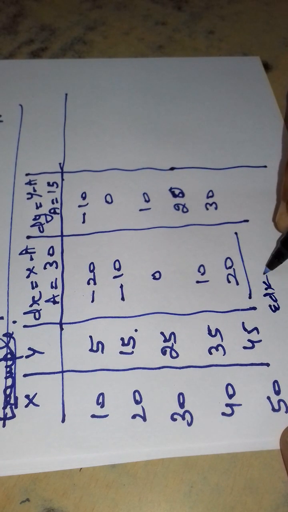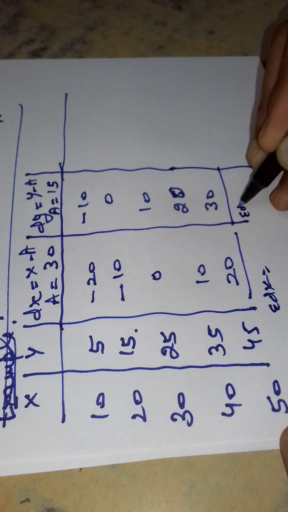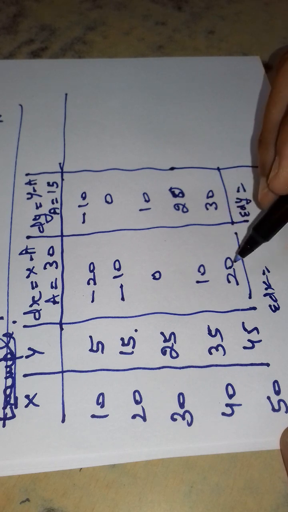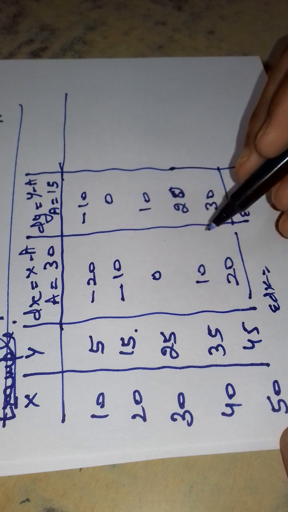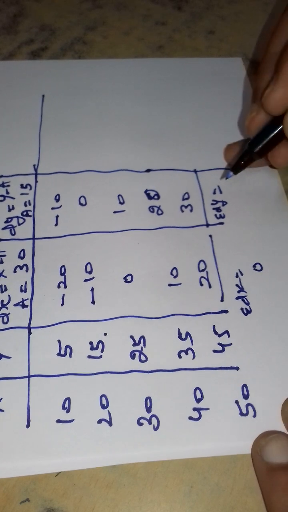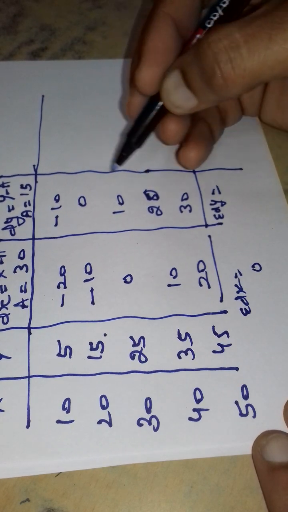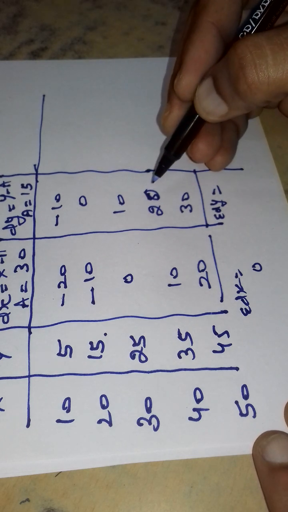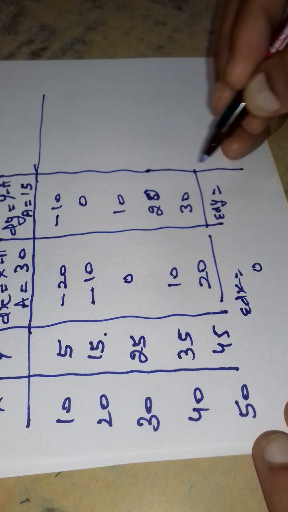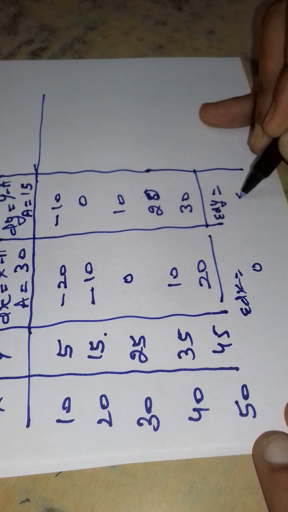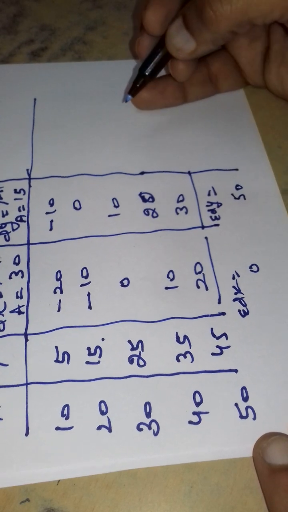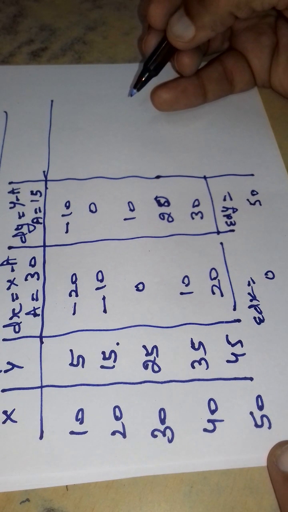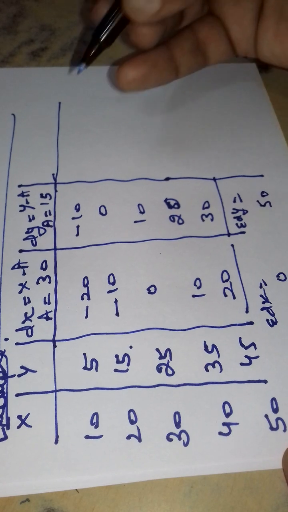Let's make the sum total of dx and summation dy. For dx it is 30 for positive and 30 for negative, and the value becomes 0. Whereas in dy, minus 10 plus 60 is 50. So we got the value summation dy equals 50 and summation dx equals 0.